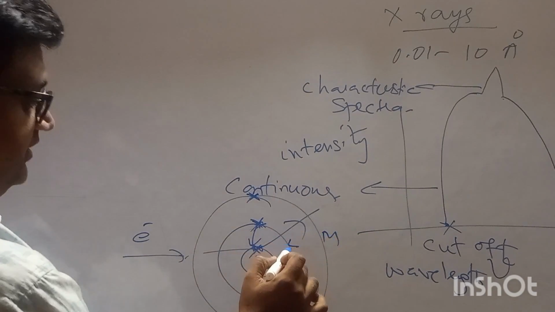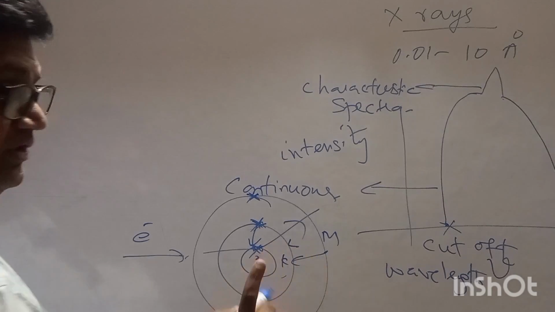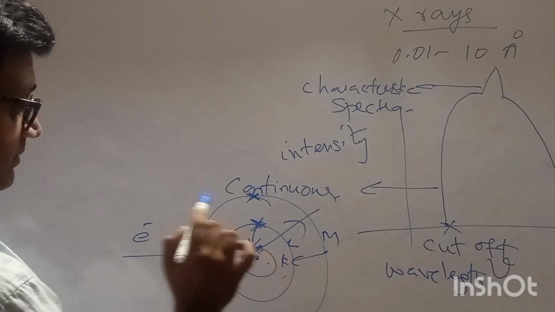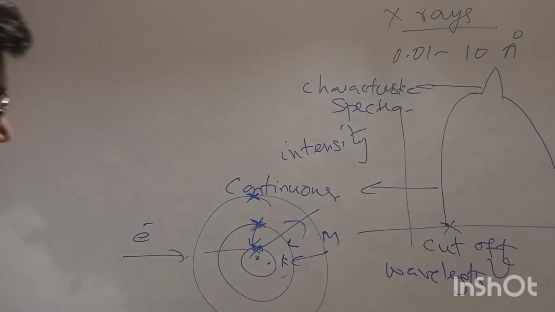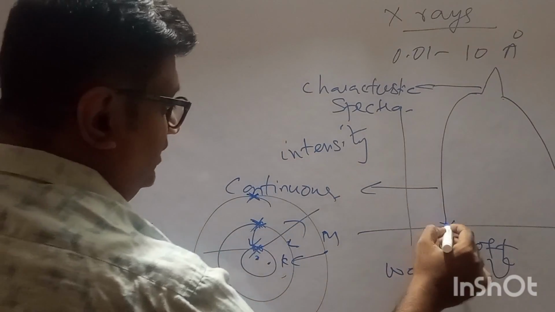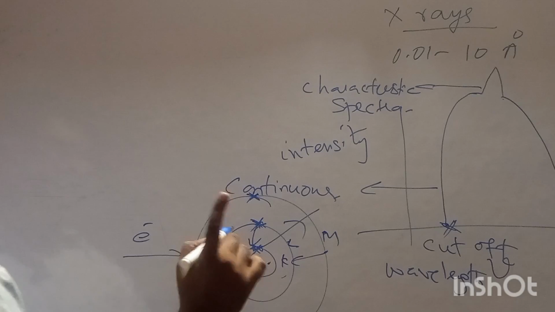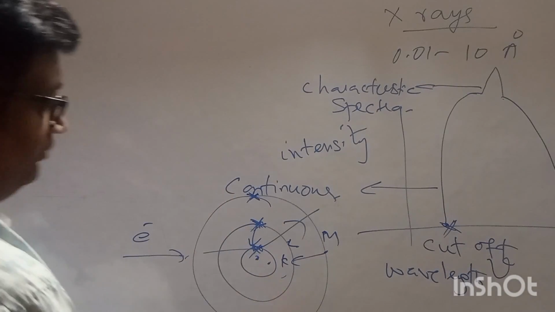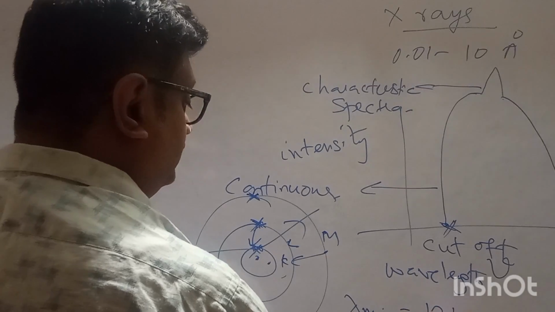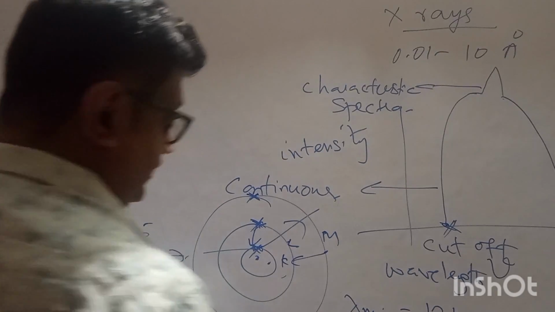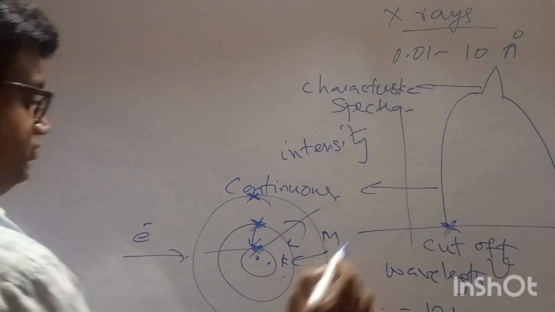Suppose M is replacing L, then it makes L series line. L is replacing K or M is replacing K, it forms a K series line. So the main point is here, the minimum wavelength won't be a zero value, because how do you find minimum cutoff length? Lambda minimum is equal to 12,400 divided by voltage. This value is not equal to 0.